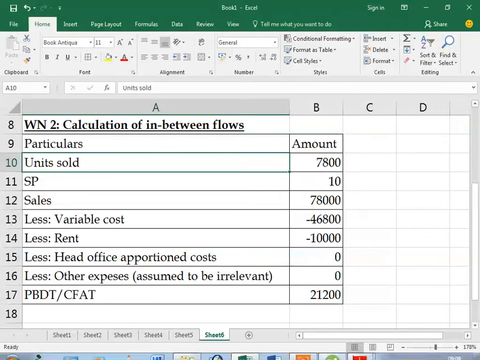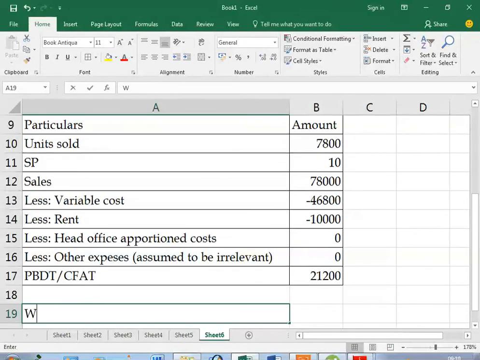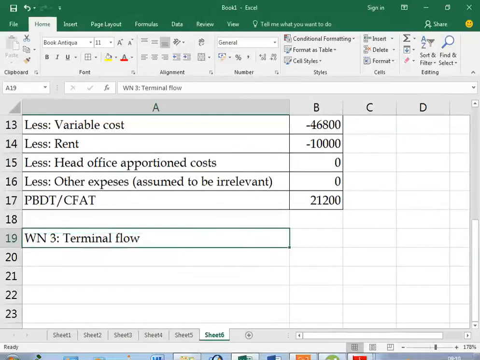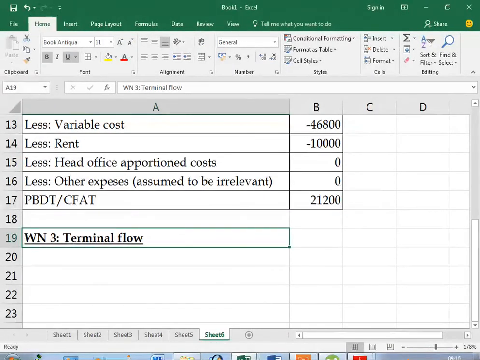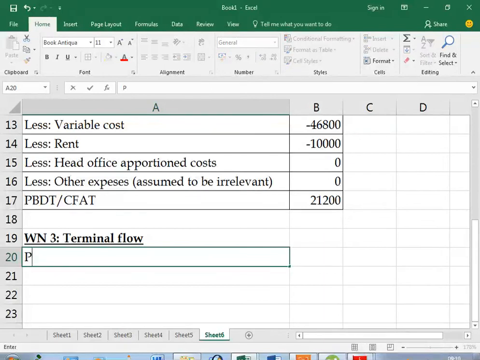PBDT figure has been taken as CFAT because there is no tax given in the question and assuming taxes are ignored. Next, working note 3, terminal flow. Terminal flow. Particulars and amount.